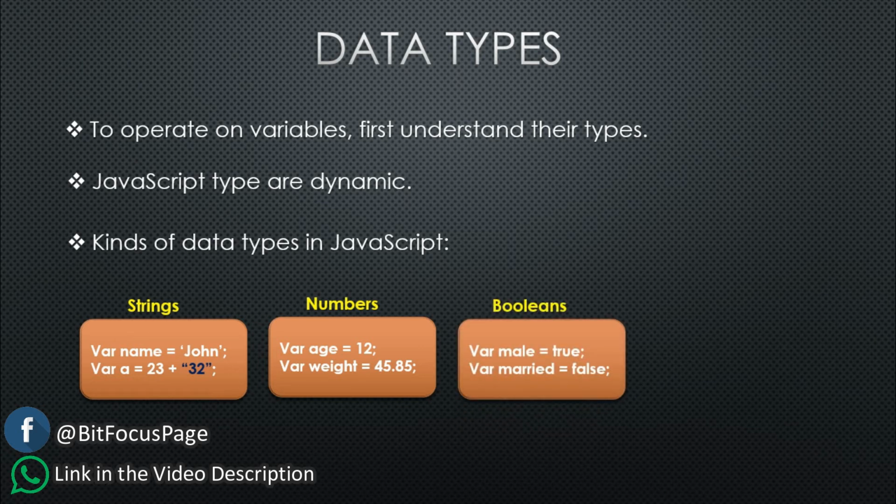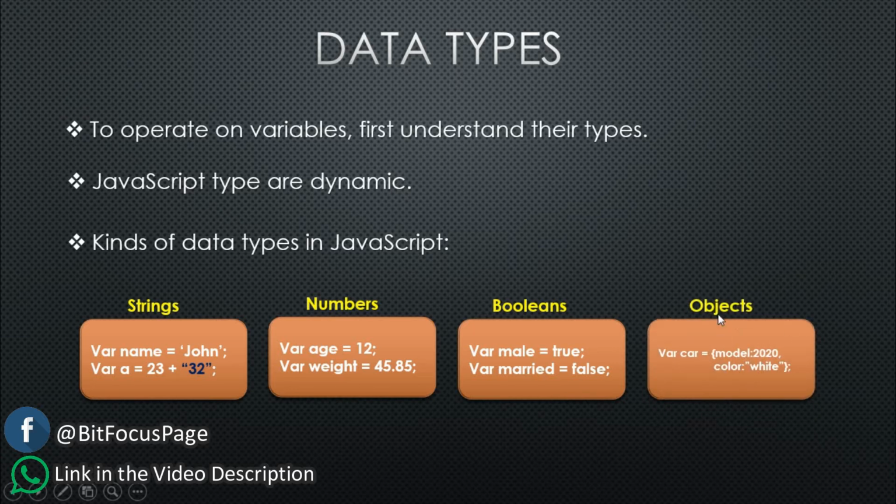Boolean, what is Boolean? True or false? Two values, true or false, not more, so this is Boolean. Always please remember, true or false. If a variable has a value true or false, it is a Boolean.